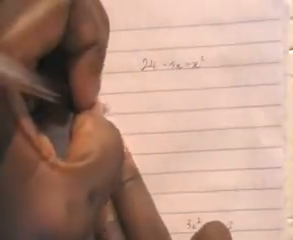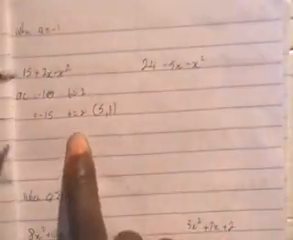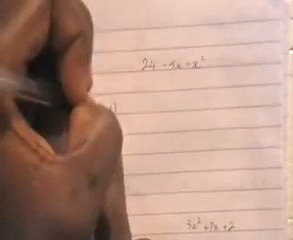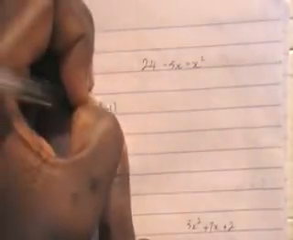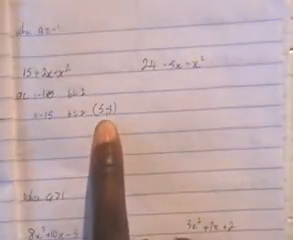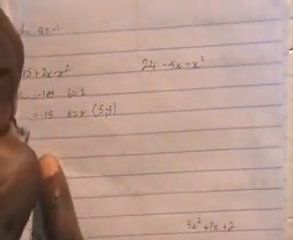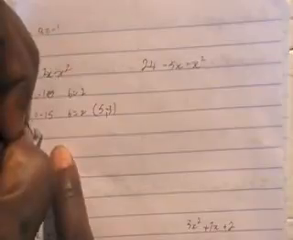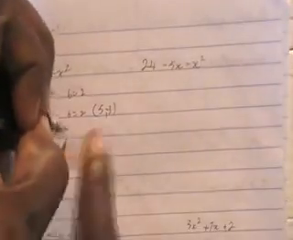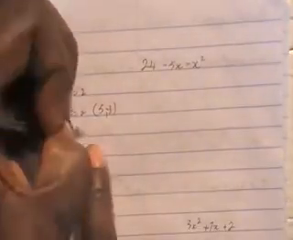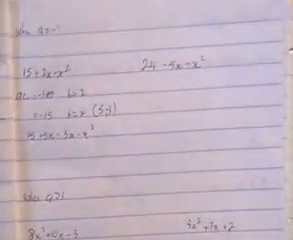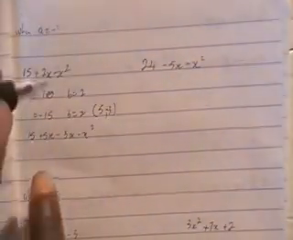I know 3 fives are 15, and because the b is positive, the larger number must be positive, so the 3 is negative. So we have a factor of 15. Let's put plus 5x minus 3x minus x squared. I'm going to let you do the second one.